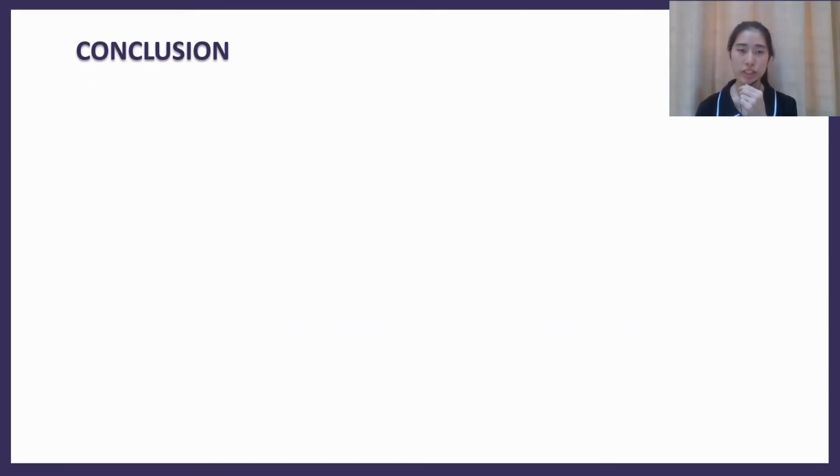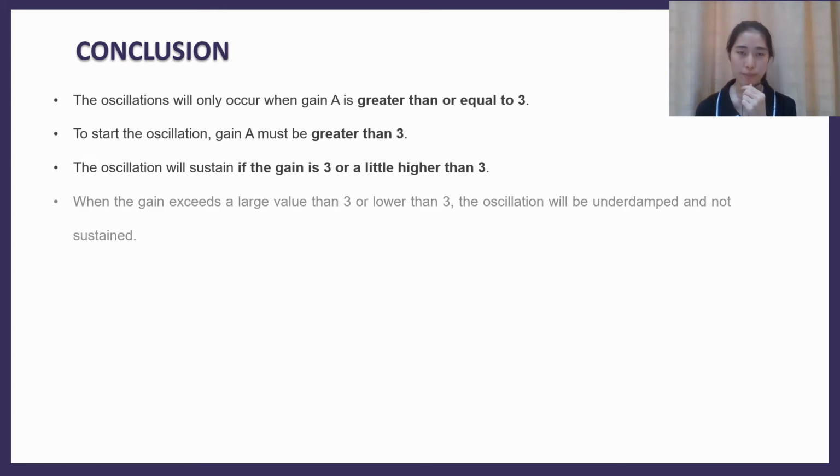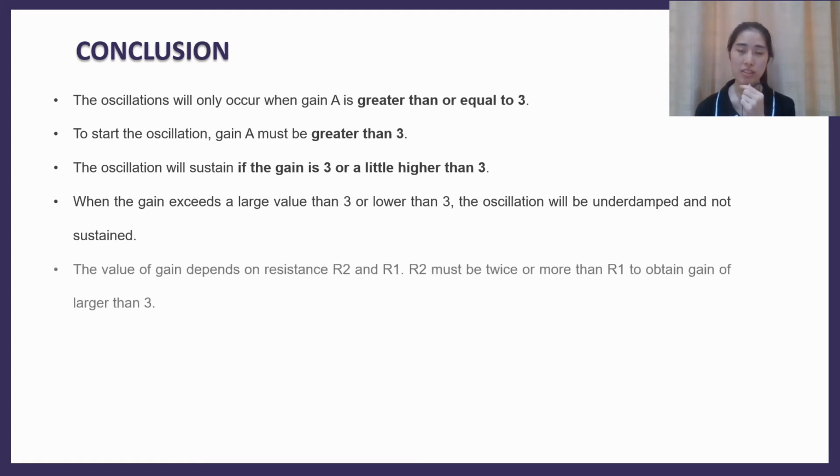Lastly, in conclusion, the oscillations will only occur when gain A is greater than or equal to 3. To start the oscillation, gain A must be greater than 3. The oscillation will sustain if the gain is 3 or a little higher than 3. When the gain is much larger than 3 or lower than 3, the oscillation will be underdamped and not sustained. The value of gain depends on the resistances R2 and R1. R2 must be twice or more than R1 to obtain a gain larger than 3.